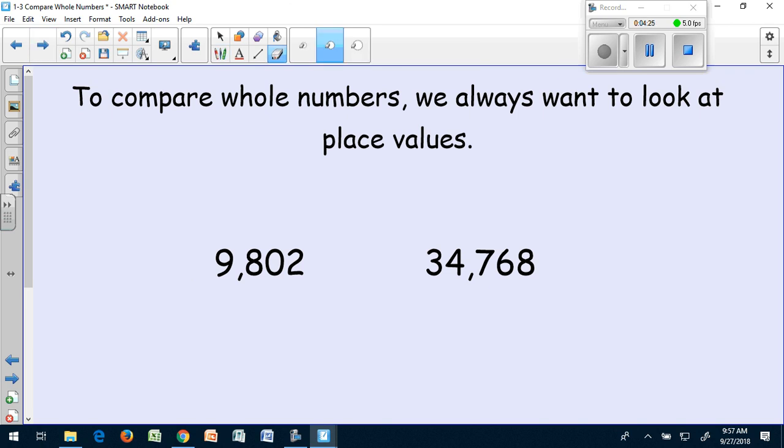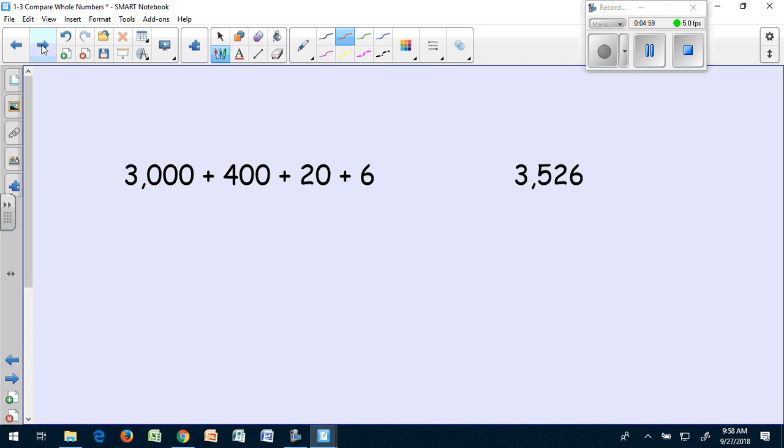So for this sentence, I'm going to just underline the 3 in the 10,000s place, and I'm going to write my symbol that way. And I would read this as 9,802 is less than 34,768. And the reason I know that is because there is a 3 in the 10,000s place, and the first number does not have anything in the 10,000s place.